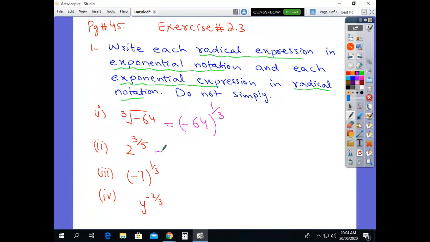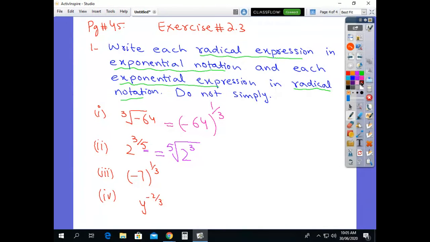Now the second one is an exponential expression. We convert it into a radical expression. How do we convert it into a radical expression? 2 raised to power 3 by 5. This 5, that is originally 1 by 5, is written in a radical form. Here we write 5, it converts into a radical form. This exponential expression is converted into a radical form, which is the fifth root of 2 raised to power 3.